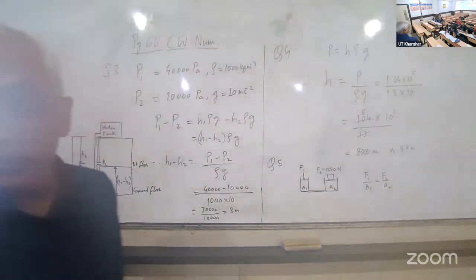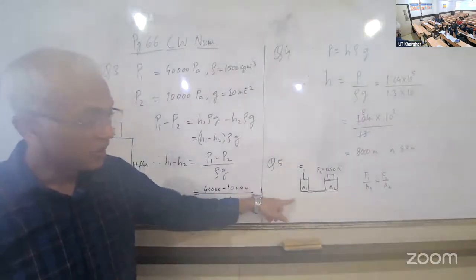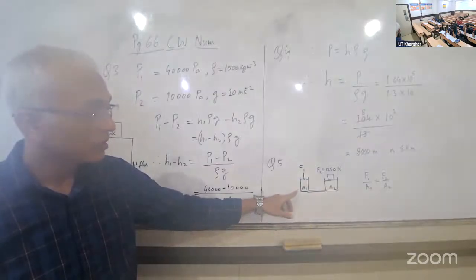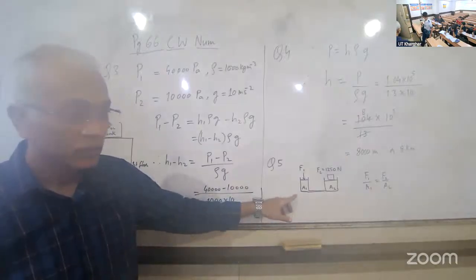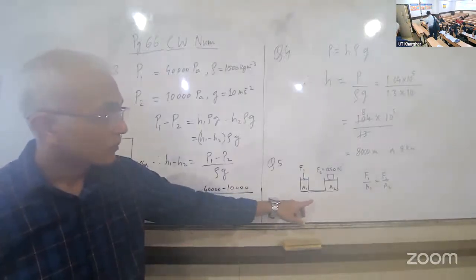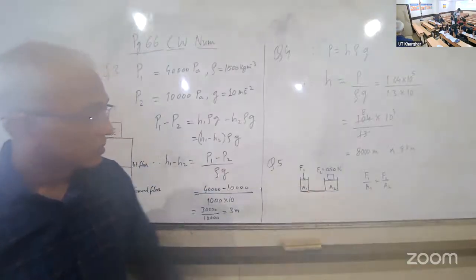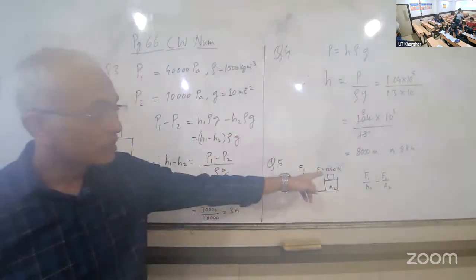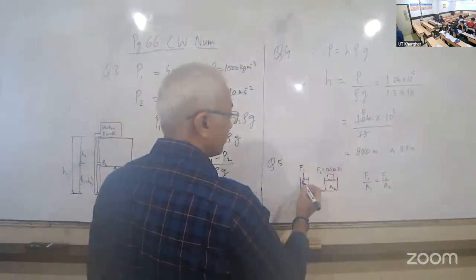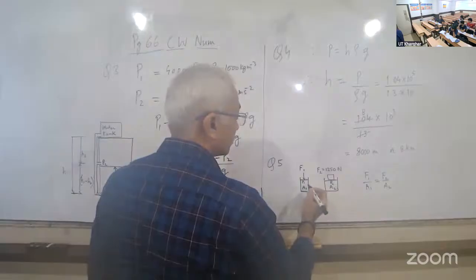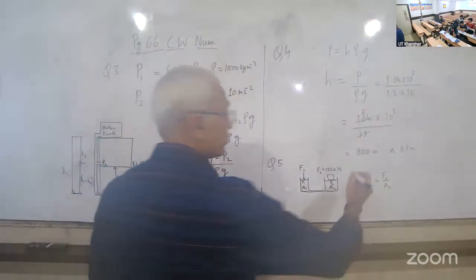By Pascal's law, you have this relation, right? So you have to find how much force has to be applied on the smaller cylinder so that the bigger cylinder is able to lift this load. F2 is also going down, but here P1 and P2 will be equal. So P1 is equal to P2 by Pascal.